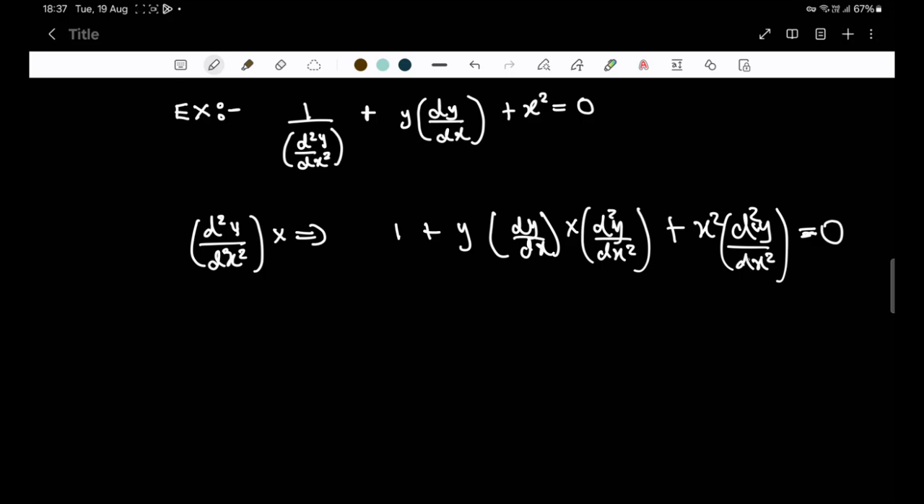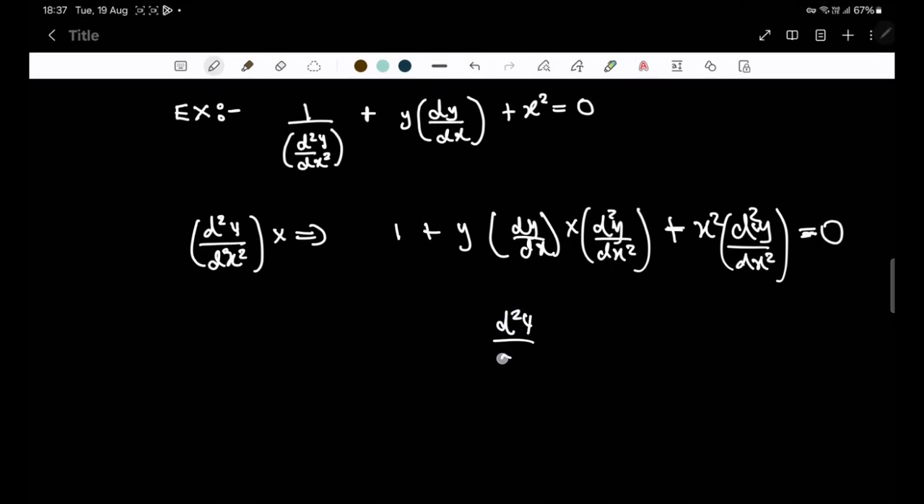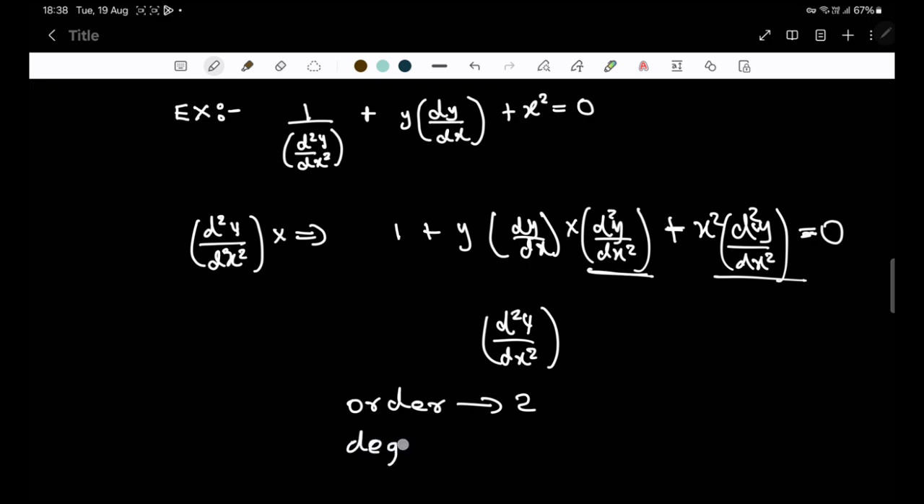So the highest order derivative in this equation is d squared y over dx squared, right? This derivative is in two terms in this equation, so in this term and in this term, but it doesn't matter. The order is 2 and the degree is 1 because the powers are 1 in both terms.